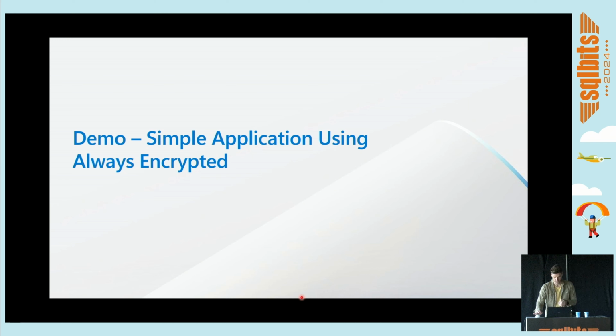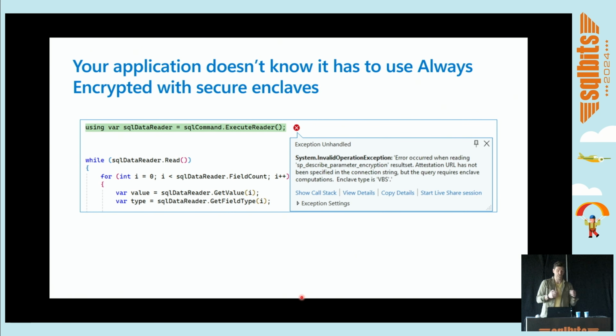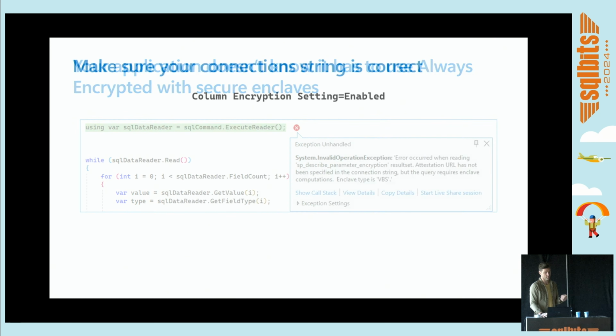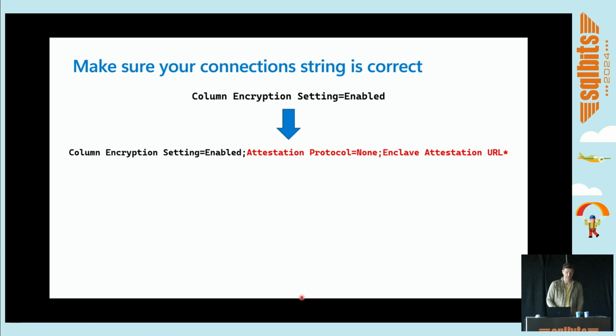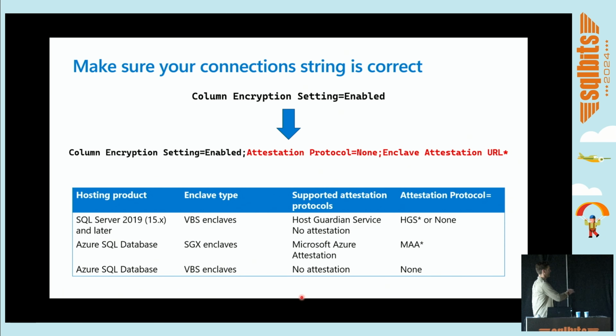Still have some time left. So, to summarize, what have we seen in the application? First of all, if you just try it out of the box, your application will not work. So you need to make sure that your connection string has been upgraded, like I said, column encryption setting equals enabled. And then you also need to specify your attestation protocol and the enclave attestation URL. And this table here below gives you a nice summary of the attestations that we support by version.